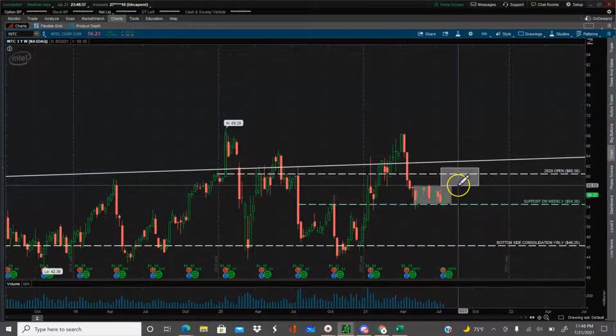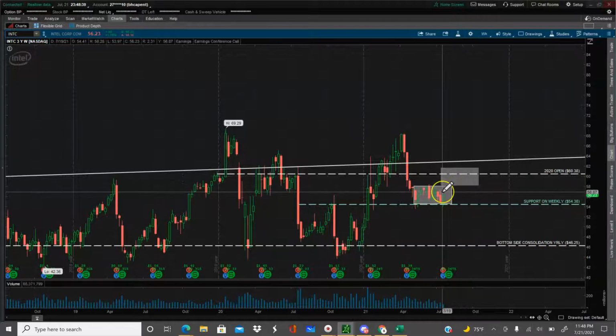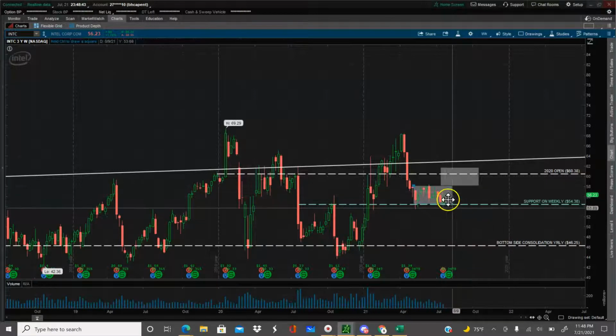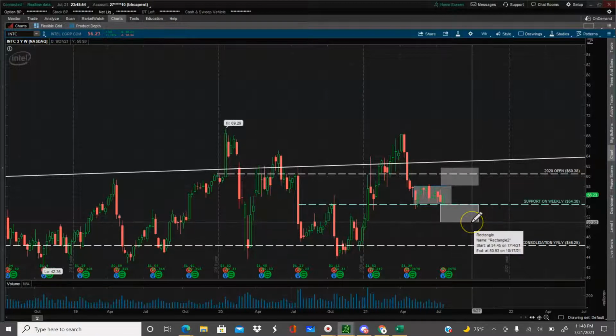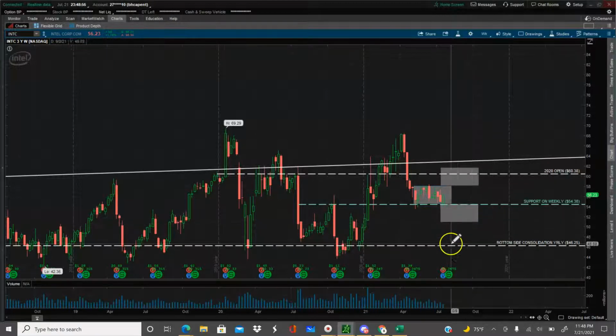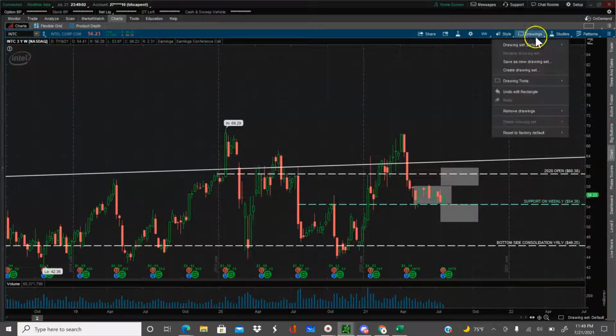And then on the flip side, if it breaks down below 54, then it's got potential to head down toward 50, 51, somewhere in there. So keep that in mind.